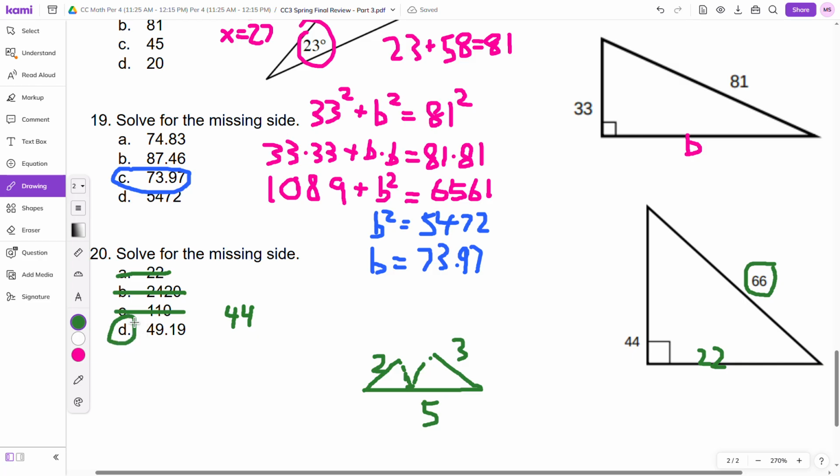And I'm actually not going to do it out because all you would have to do otherwise is just the Pythagorean theorem. But we already did that in number 19. So the answer has to be 49.19. And that's a little bit of logic that you can use.